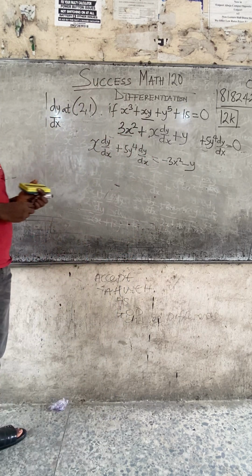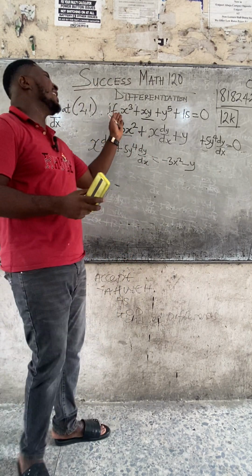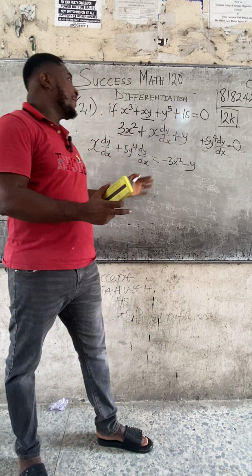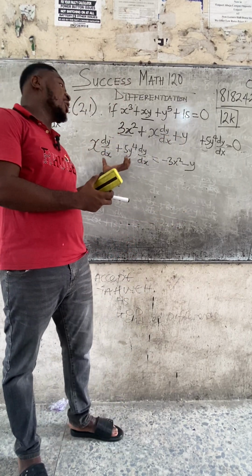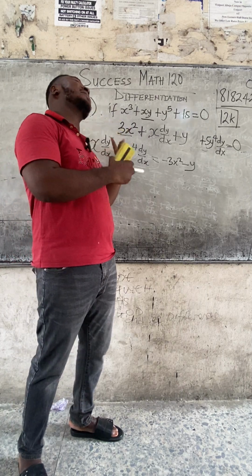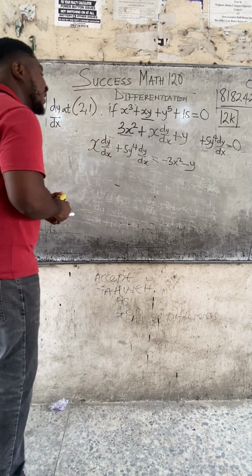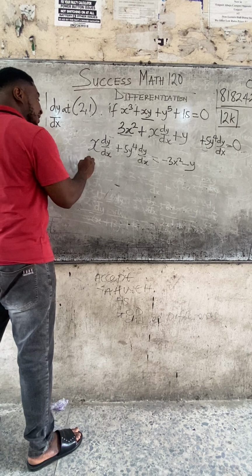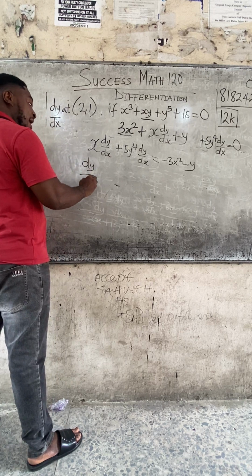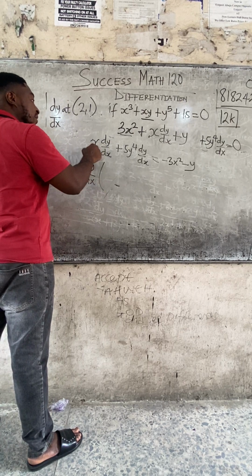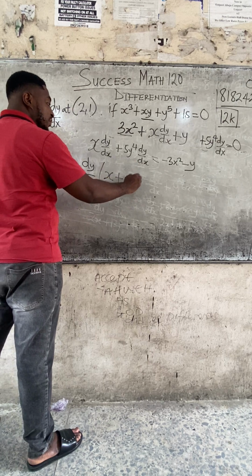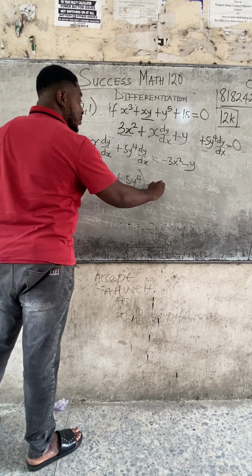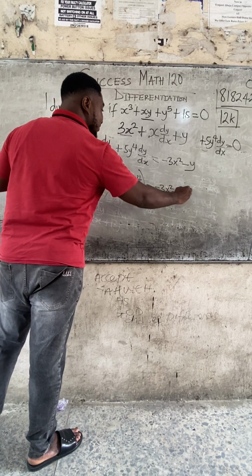Minus y. So class, once you have succeeded in differentiating everything, separate those that have the dy/dx from those that don't. Let those that have the dy/dx be on the left hand side. Move those that don't have the dy/dx to the right hand side. Then factorize the dy/dx out, just like we did in the first question, remember? If you bring out the dy/dx from here, what will remain? Equals minus 3x squared minus y.